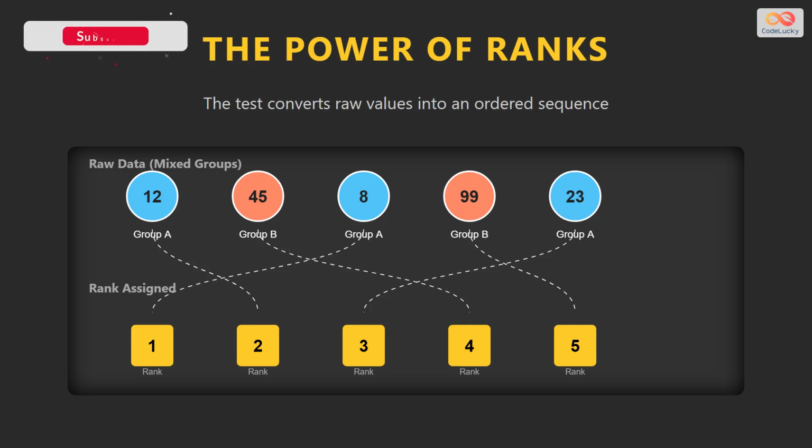The secret sauce of this test is ranking. Instead of comparing the raw values, like test scores or heights directly, we convert all the data into ranks from lowest to highest. By doing this, we minimize the impact of extreme outliers. A value of 1,000 is just one rank higher than a value of 10, which keeps the analysis stable.